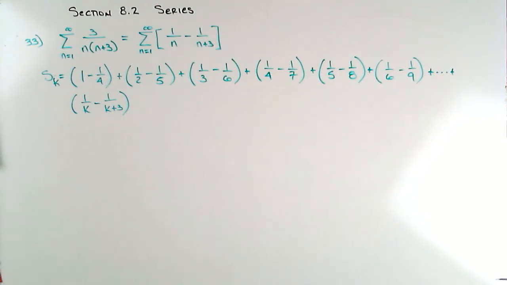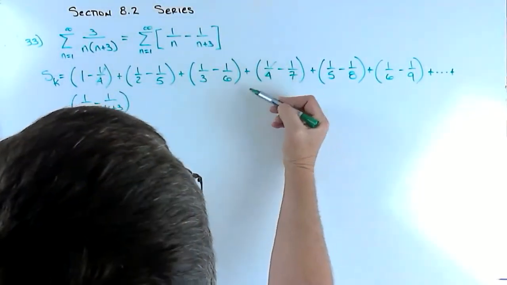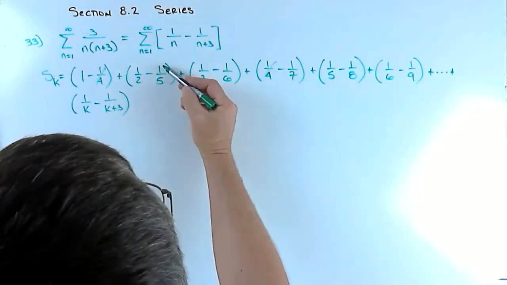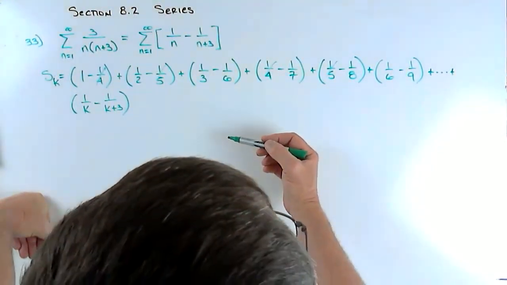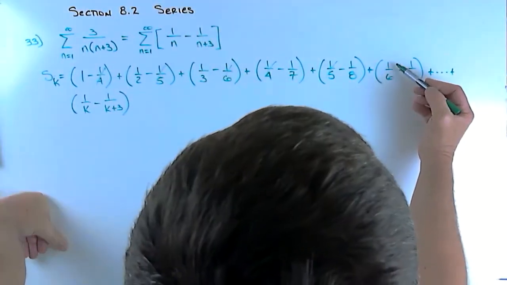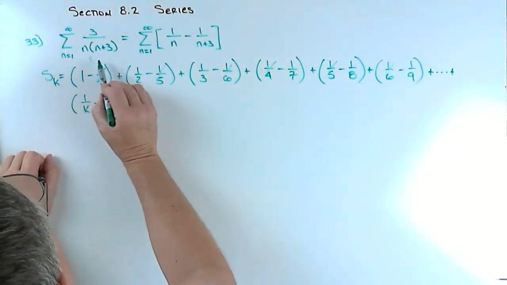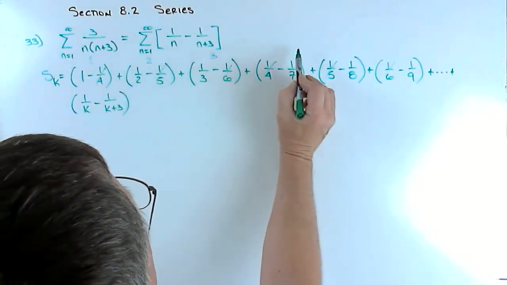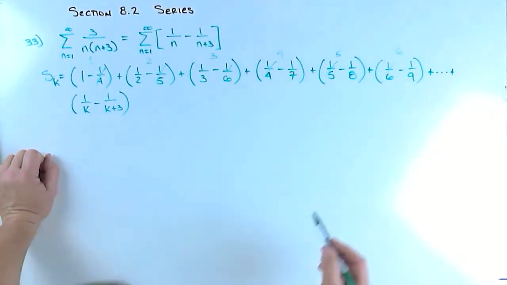What are the terms? Well, let's take a look at this now. What cancels here? This cancels with this, right? And then the 1/5 cancels with this, and then the 1/6 cancels here. So here we plug in a 1, here we plug in a 2, here we plug in a 3, here we plug in a 4, here we plug in a 5, here we plug in a 6.